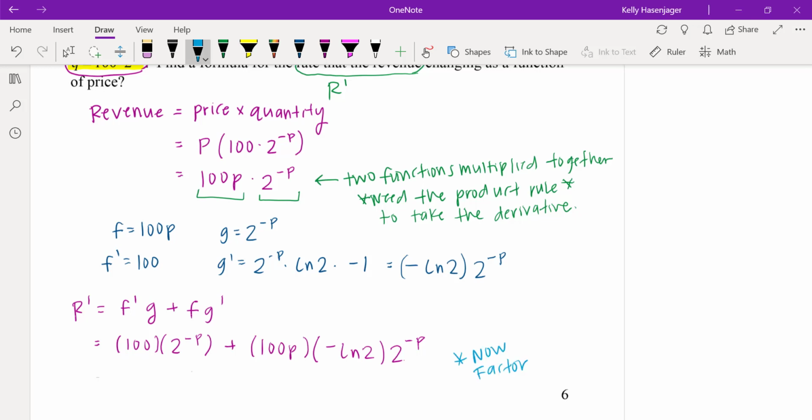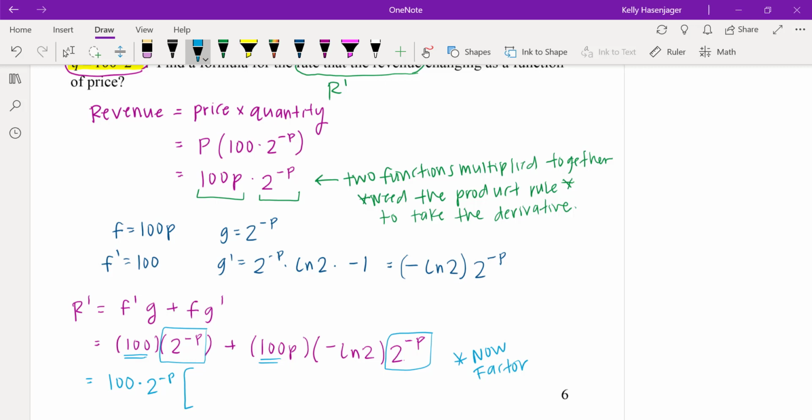So now we're ready to factor our answer. We want to find out what the whole first piece and the whole second piece have in common. So the first thing I notice is they both have 100. And they also both have 2 to the negative p. So I'm going to factor both of those things to the front. And then we can figure out what remains.